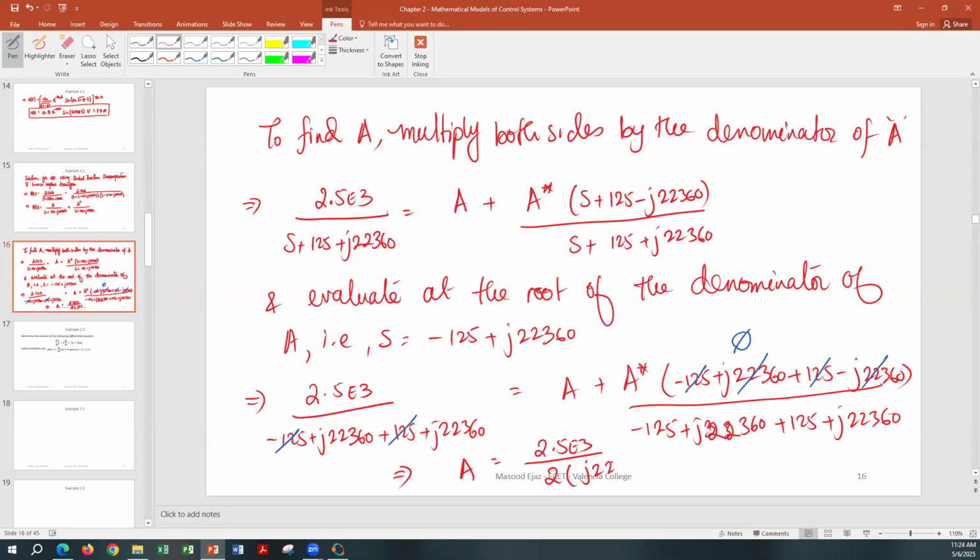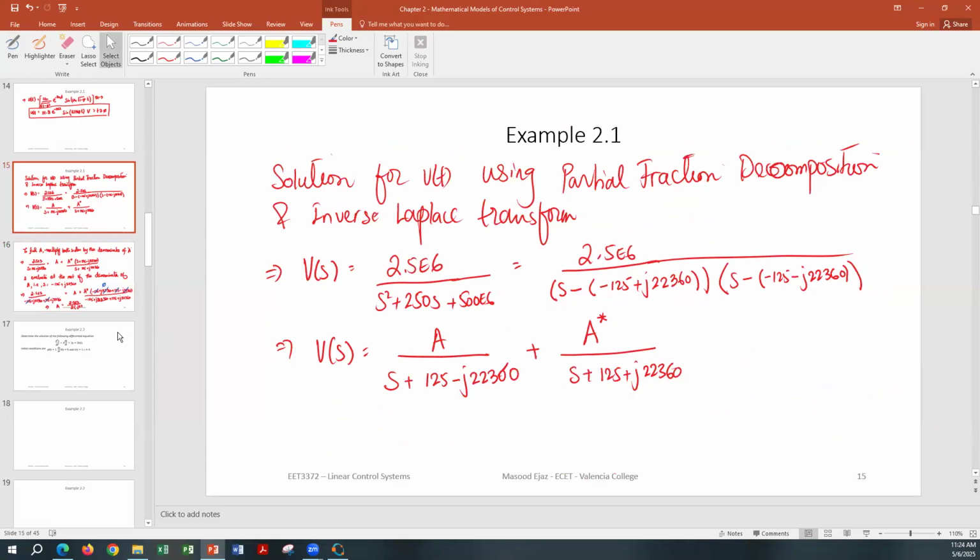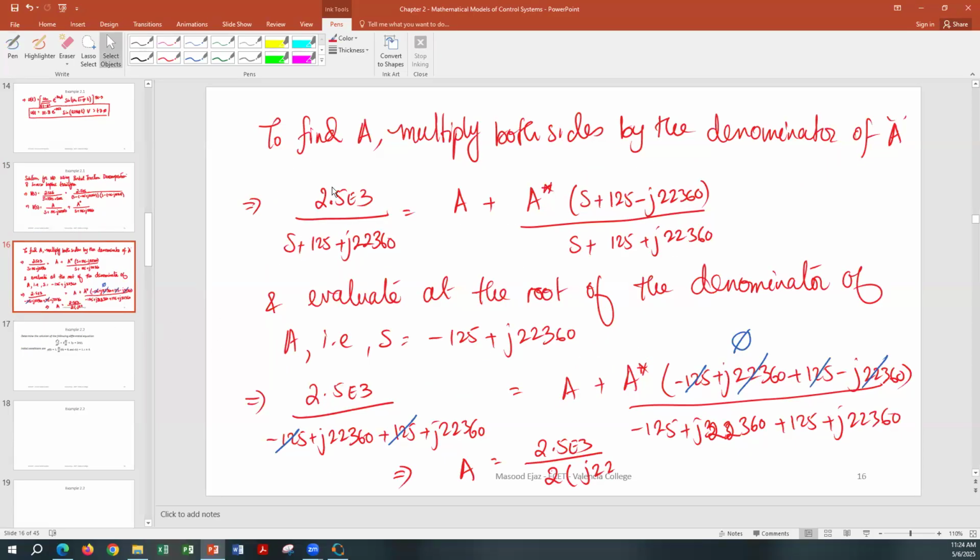I'm sorry, exponent 6 or 3? Exponent 6. Okay. Why did I put 3 over here? Exponent 6. Okay. Let's go ahead and fix this. Exponent 6 and exponent 6. That is going to be the value of A.